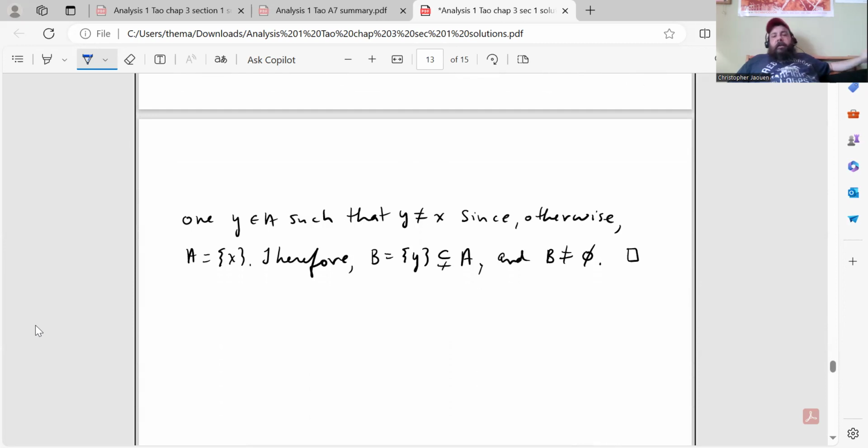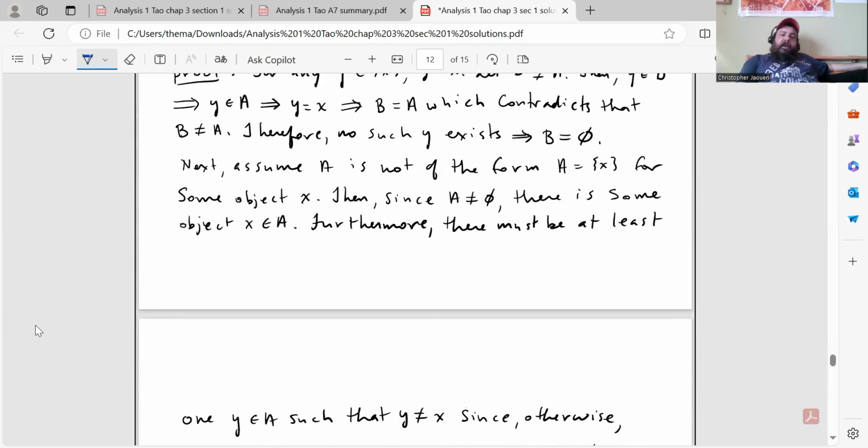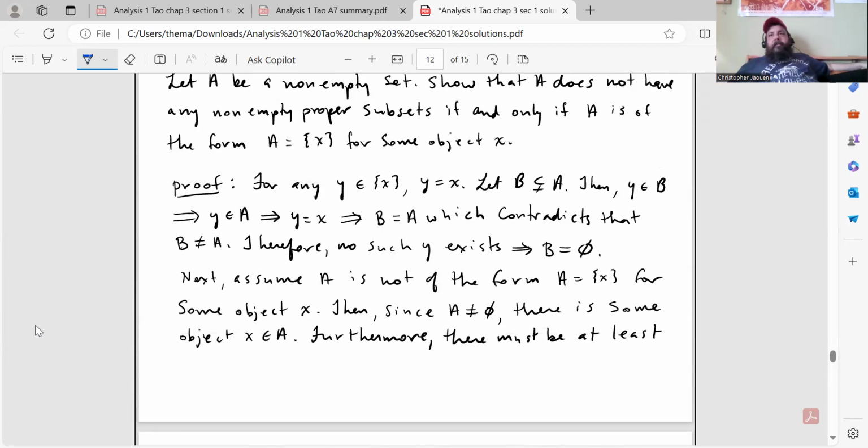Therefore, if we define B to be the singleton set containing the object Y, that's a subset of A, but it's not equal to A. B is not equal to A because it's missing the element X, and that means that B is not empty. All right, so that proves the if and only if. I did the if direction using contrapositive. So, okay, let me stop the screen share here.